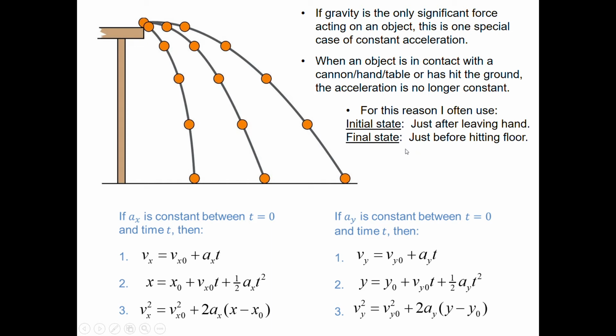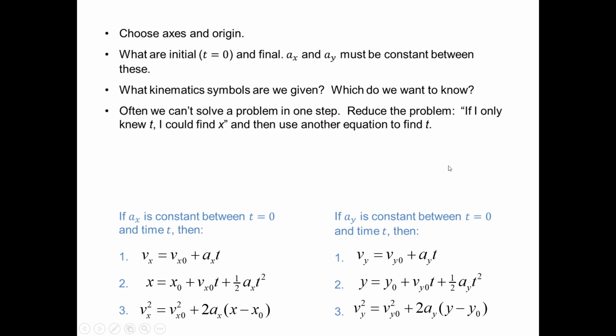So you'll often see me in problem solving taking the initial state as just after the ball leaves the person's hand. Just after, because we want to make sure it's not touching the person's hand. The final state is just before it hits the floor. You might want to say when the ball hits the floor, but that's a little bit ambiguous because there's a very short time when the floor is having a big impact. So I think this is a little bit more clear. Just after the ball leaves the table and just before hitting the floor could be our t equals 0 and our later time t. All right, so let's get into some examples.